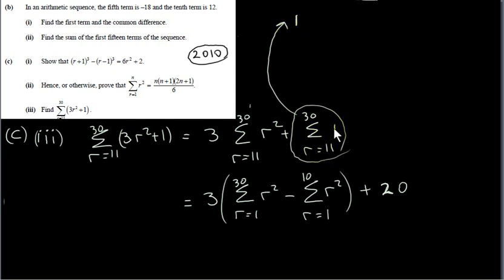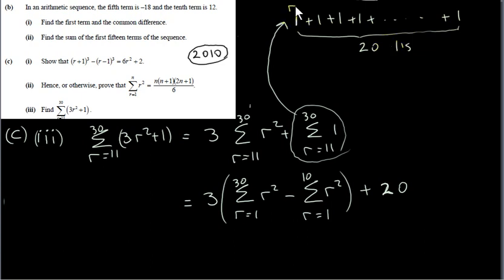So when r is 11, we get 1. When r is 12, we get 1. When r is 13, we get 1. When r is 14, we get 1. All the way up to when r is 30, we get a 1. So how many 1s are there? Well, there are 20 1s actually.